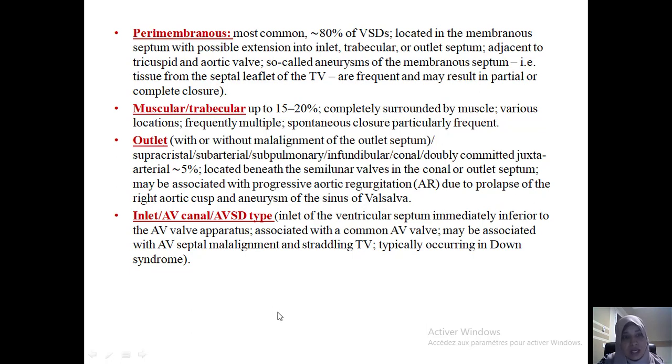And the last one is the AV canal ventricular septal defect type, which is located in the inlet of the ventricular septum immediately inferior to the AV valve apparatus. It is frequently associated with a common AV valve and may be associated with AV septal malalignment and straddling of the tricuspid valve. Typically, this type of VSD occurs in Down syndrome.